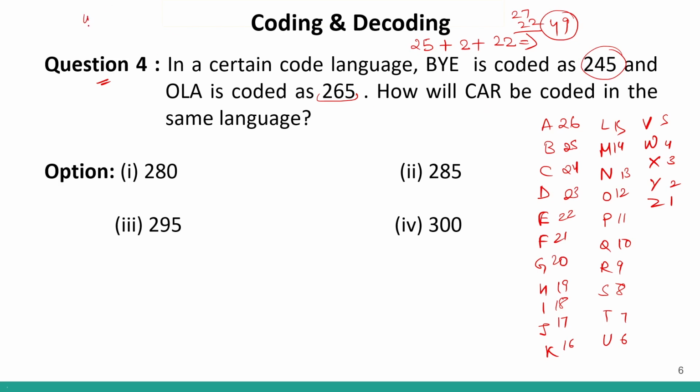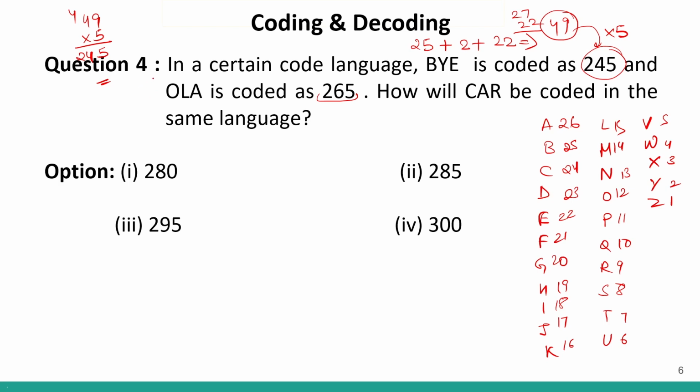Yes. Basically, if I multiply 49 by 5, 5 times 9 is 45, 4 will be carried. 5 times 4 will be 20 plus 4, 24. So this is basically multiplication by 5. So sum of backward ranks times 5. So let us check the same thing for OLA.